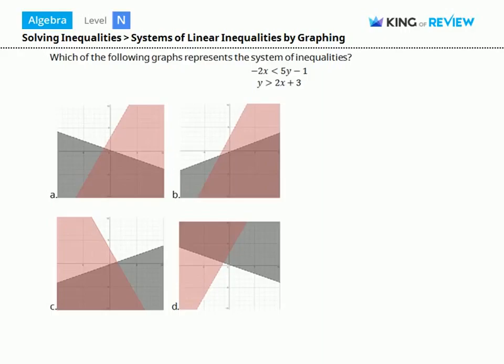Which of the following graphs represents the system of inequalities? Negative 2x is less than 5y minus 1, and y is greater than 2x plus 3.